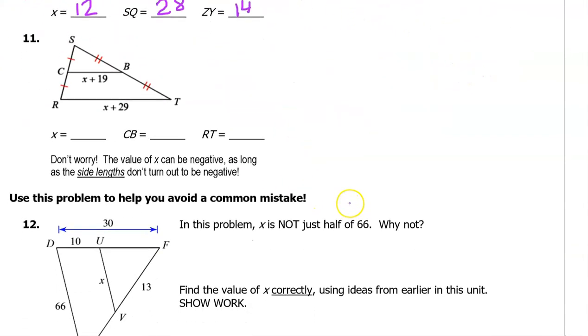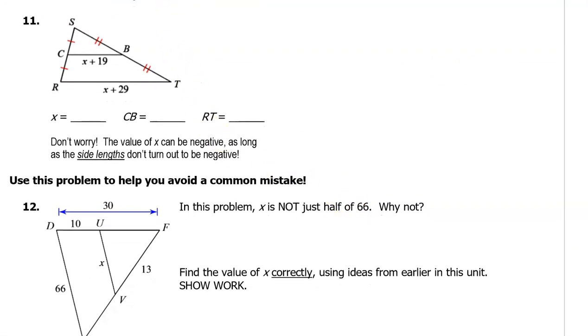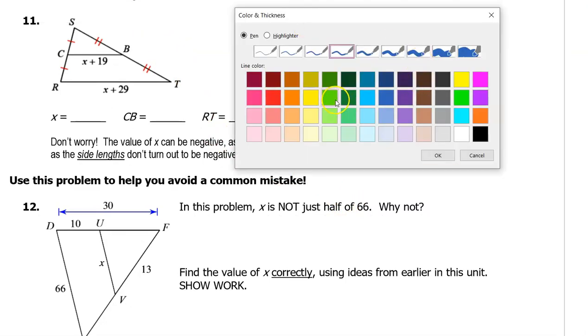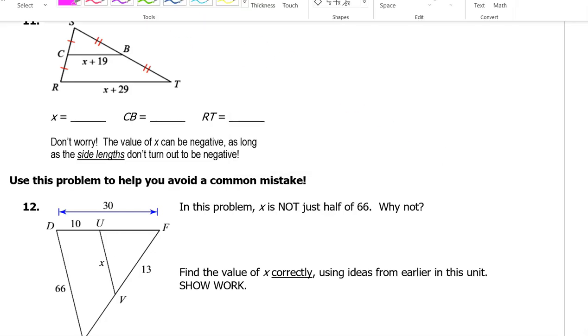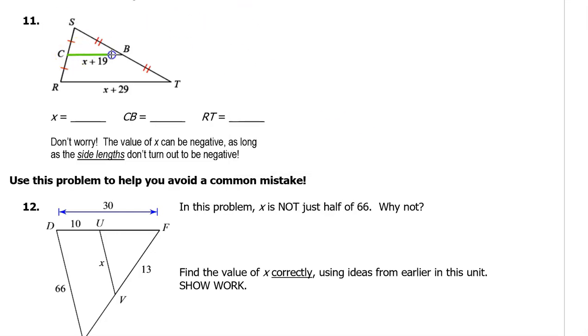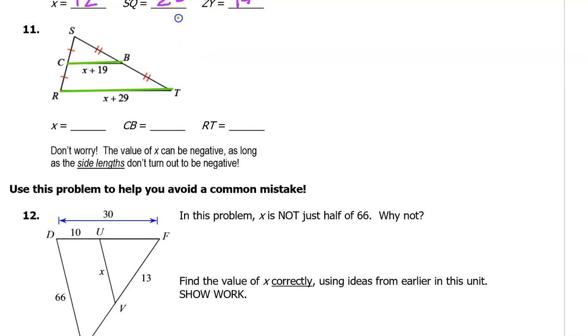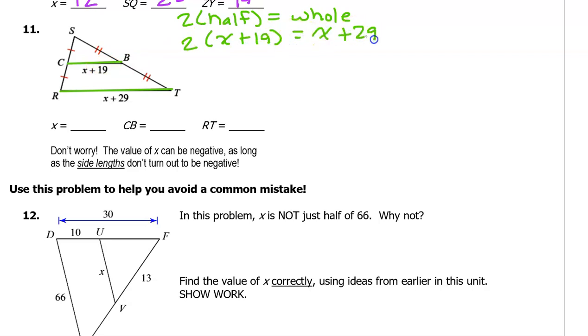Let's use the same logic on problem number 11. Switching colors one more time. I'm going to use green. So here's the midsegment, and here is the parallel side. Remember, in our minds, we are thinking 2 halves will equal the whole. The half is the midsegment, so 2 times x plus 19 should equal x plus 29.